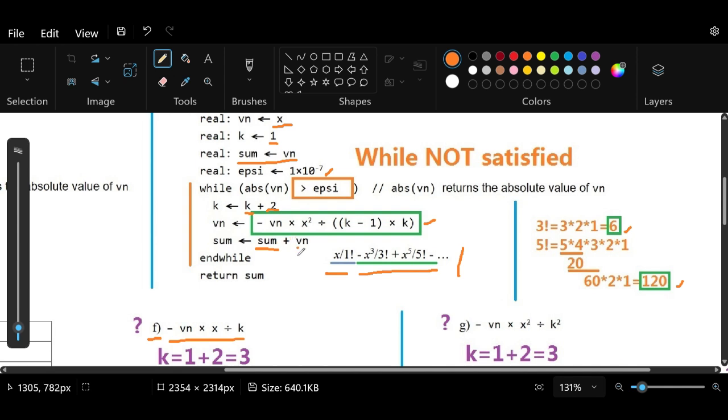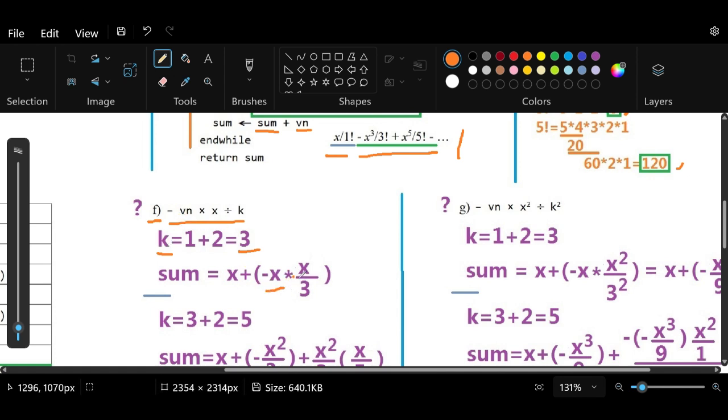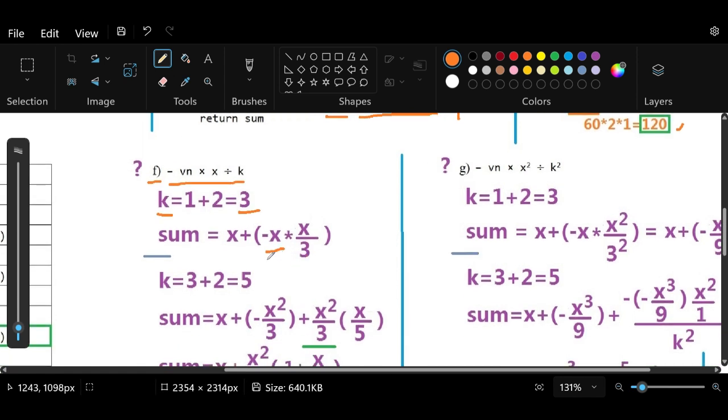And then we need to add the new Vn from here. That's why what we get is x plus, in this case, negative Vn, negative x times x divided by 3, or what we get would be negative x squared divided by 3. Now if you move on, because we haven't satisfied the condition to stop our while loop, then our current k is 3, then we do another plus 2, that's why we get 5.